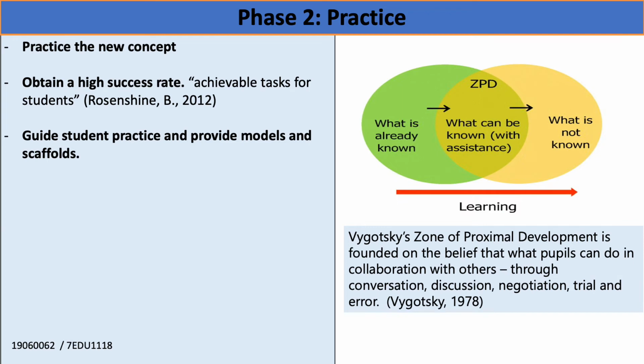Vygotsky's zone of proximal development is founded on the belief that what pupils can do in collaboration with others, through conversation, discussion, negotiation, trial, and error. According to Vygotsky, in the zone of proximal development, we must guide the students' practice and support them during the task.